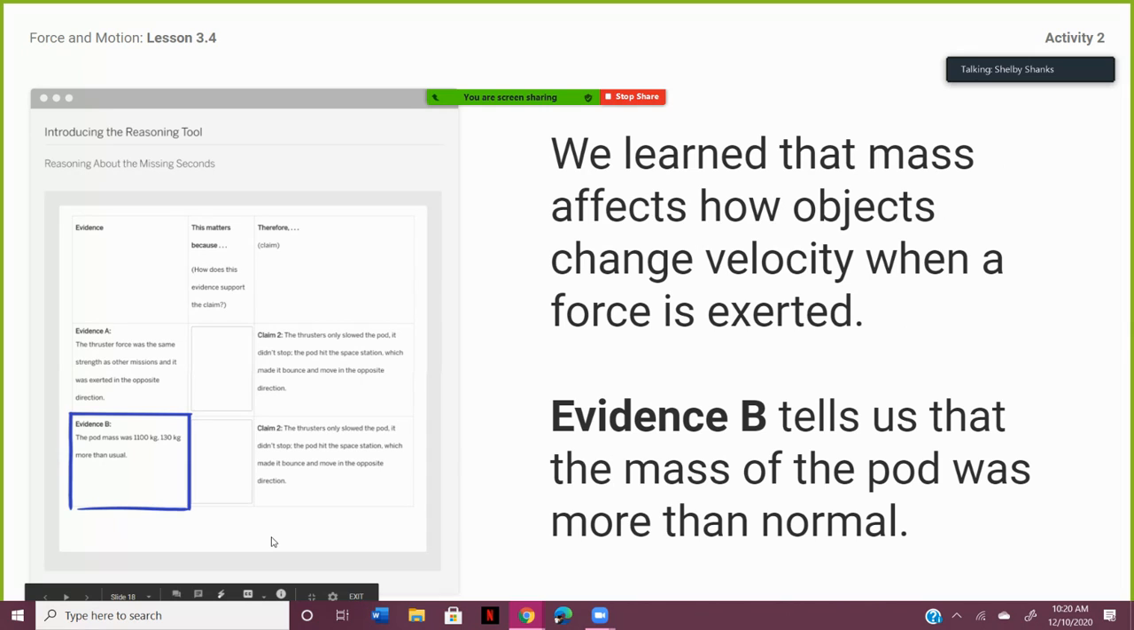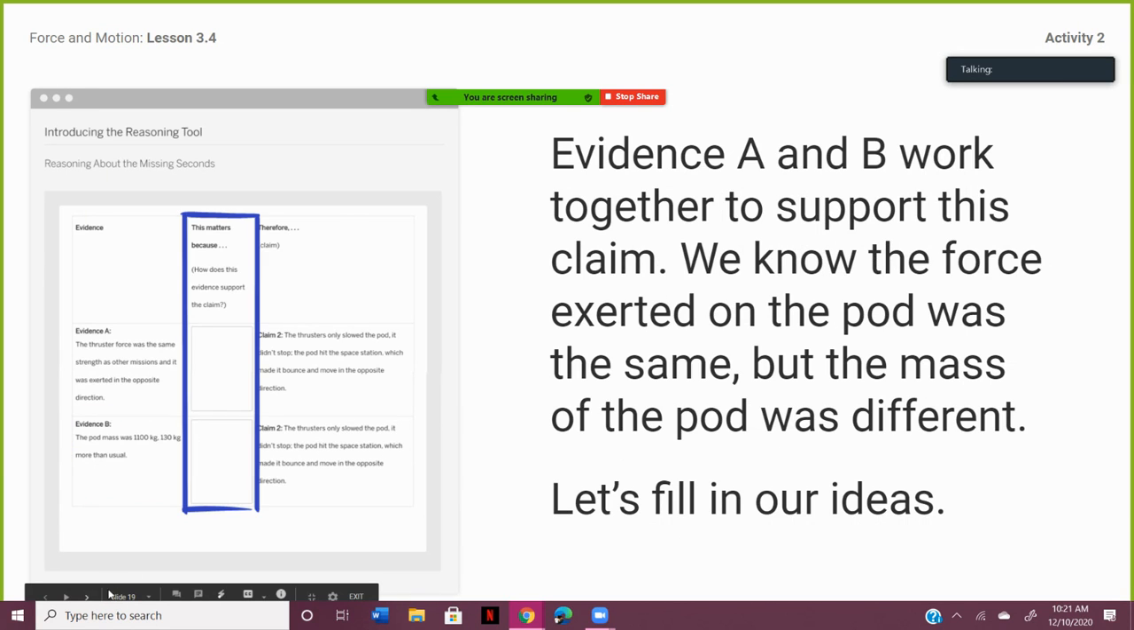All right, so evidence card B says the pod's mass was 1,100 kilograms and it was 130 kilograms more than usual. We learned that mass affects how objects change velocity when a force is exerted. And so evidence B tells us that the mass of the pod was more than normal. So evidence A and B work together to support this claim, and so we know that the force exerted on the pod was the same, but the mass of the pod was different.